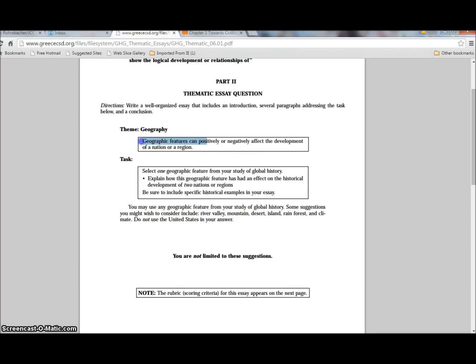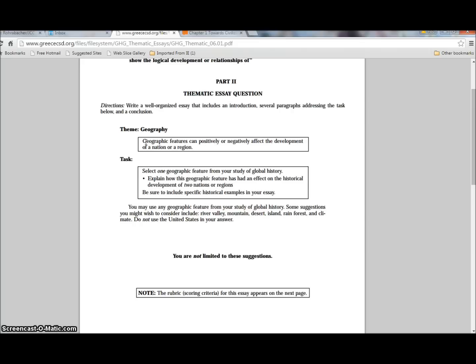So this is a good way to start off the essay, a topic sentence. But you can't just use that alone and say that's my introduction. You have to add more stuff to it. And you don't want to get into the details though. A lot of people put a bunch of details into the intro, and then that's not an introduction anymore. So you can say that geographic features can positively or negatively affect the development of a nation or region. But you have to say a little bit more without getting into too much detail, and I'll go into that in a little bit.